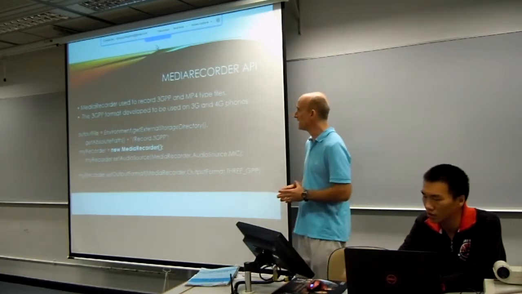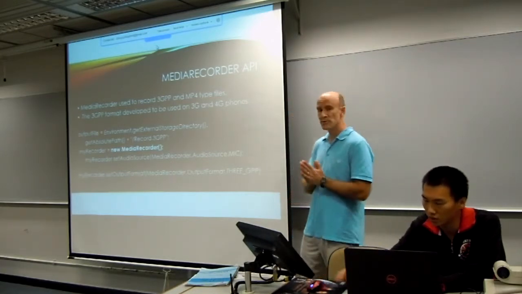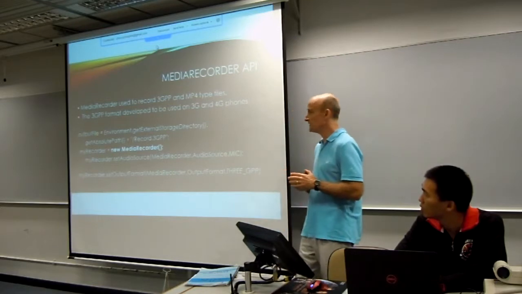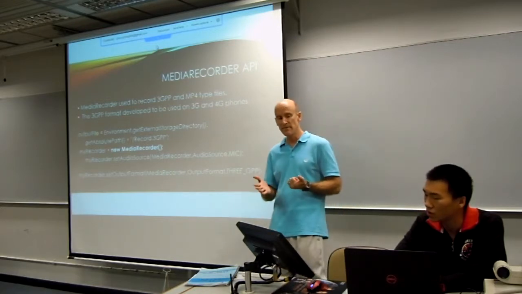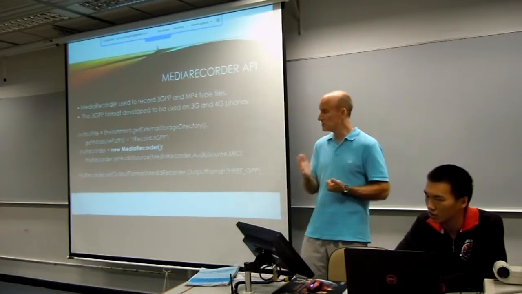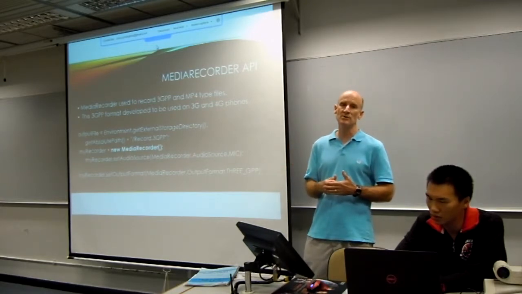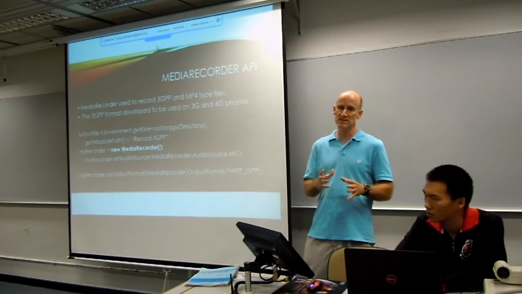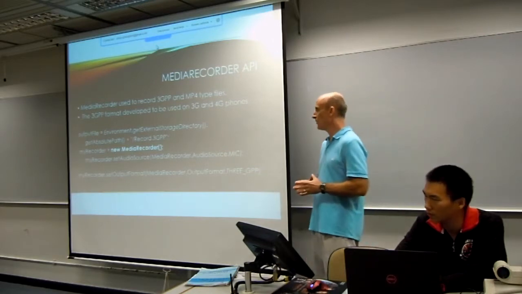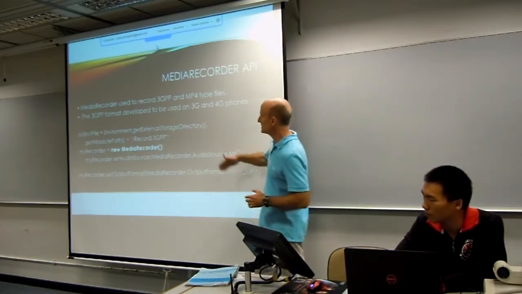Media Recorder API is used to record 3GPP and MP4 type sounds. Maybe you've never heard of 3GPP, but it's used for audio with 3G phones and also works with 4G phones. So it was designed specifically for cell phones. And so we see some of the sample code.